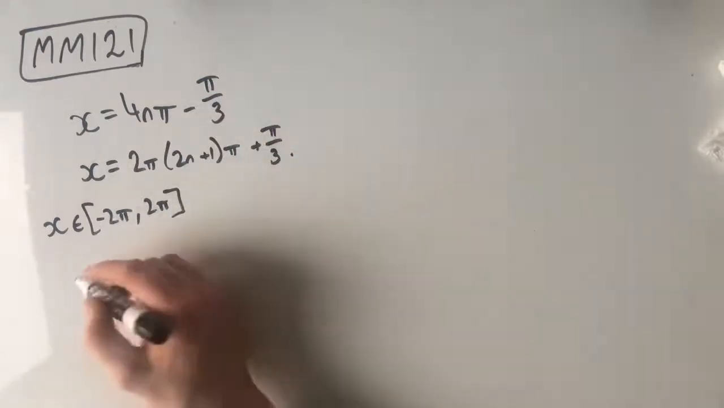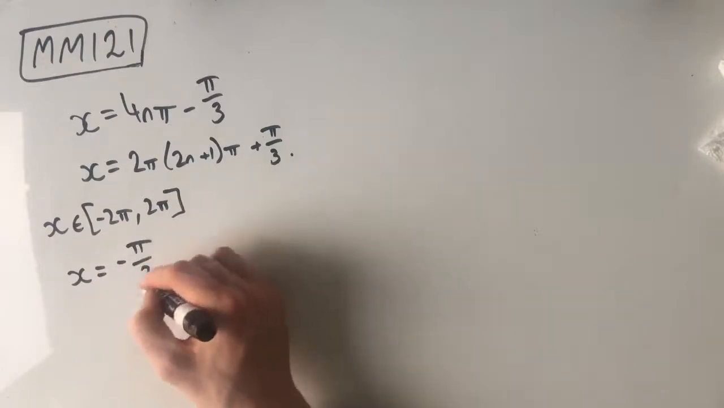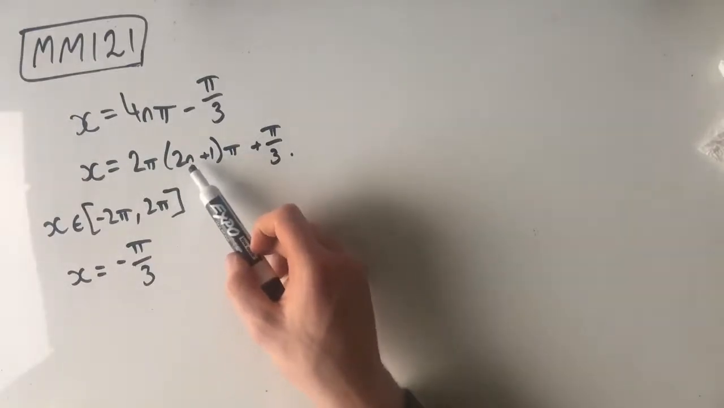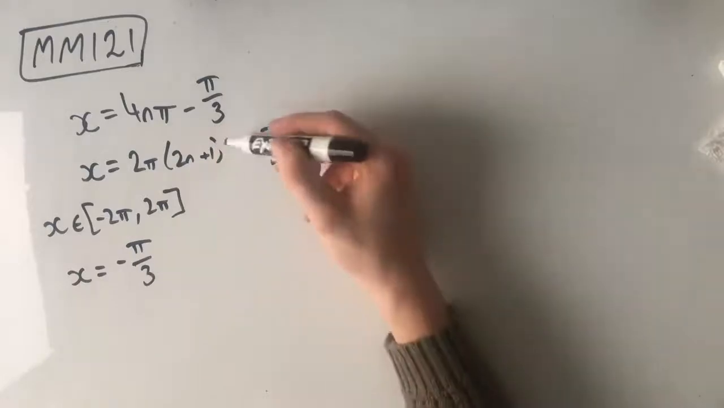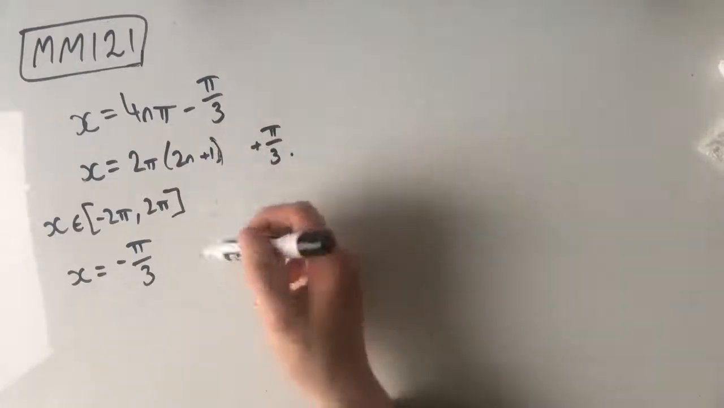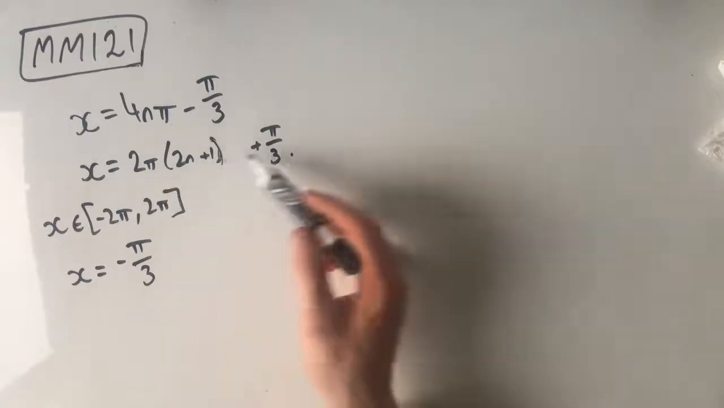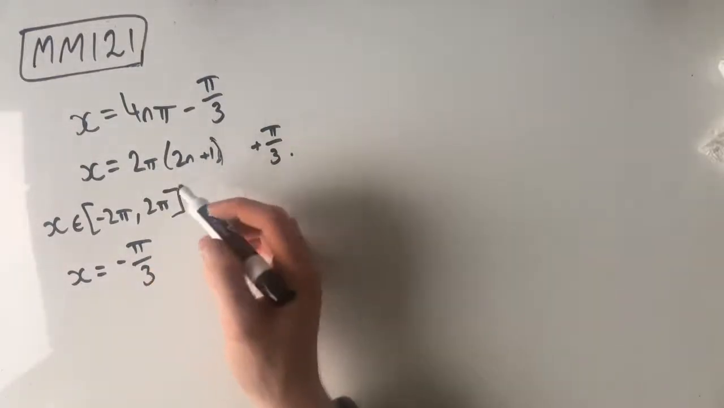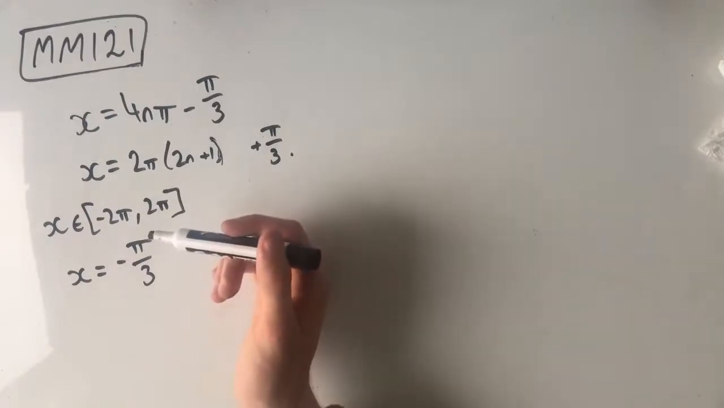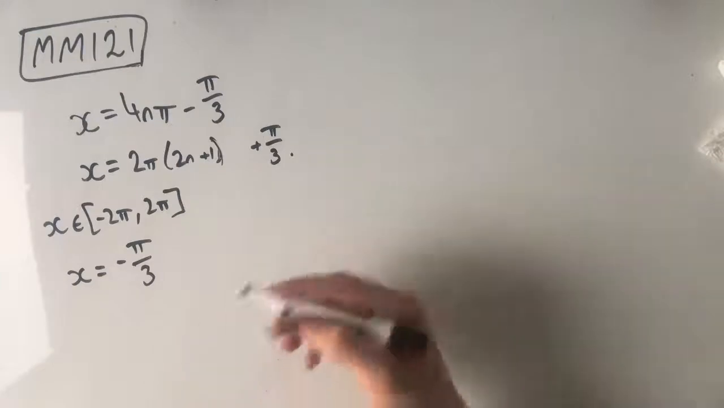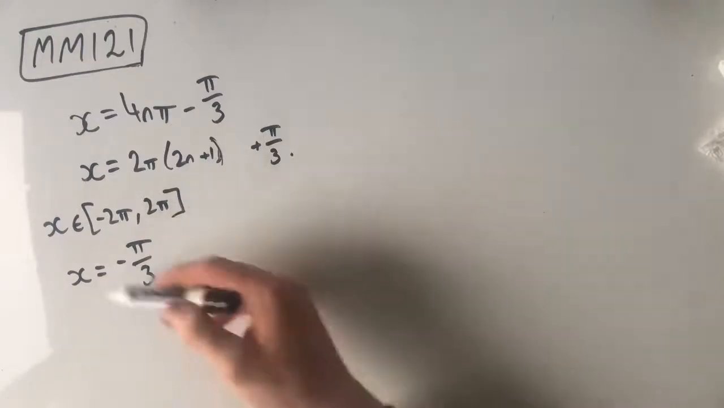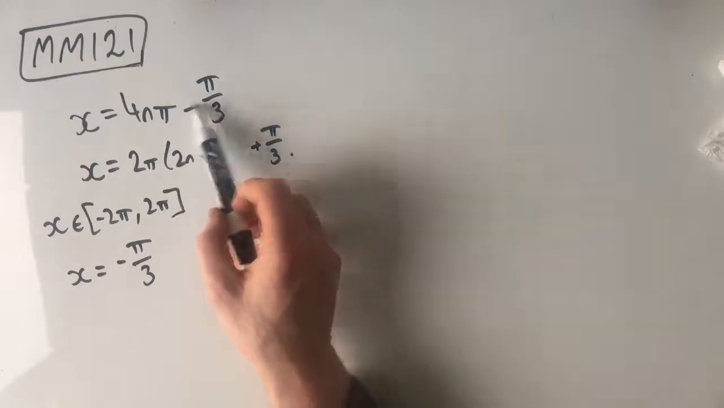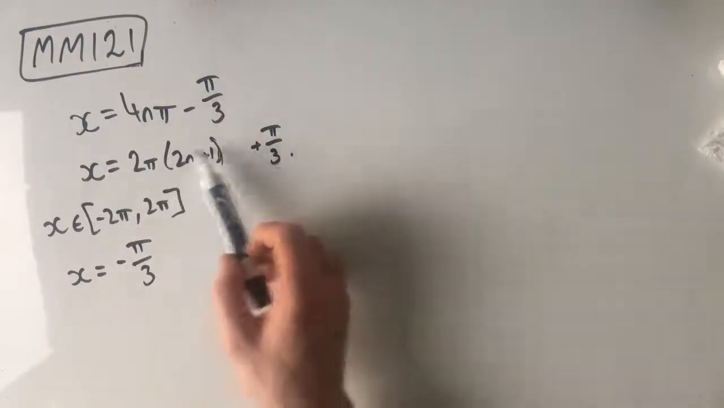Negative pi on 3 lies between this domain, which means that x is equal to negative pi on 3. And that's a correct solution for us here. If I sub in n equals 0 into the other equation, I'm going to end up with 2 pi plus pi on 3, which means it's outside this 2 pi range, so I'm not going to be using n equals 0 in this equation. The next one I'm going to try is n equals 1, but I know, because I've done this question, that it's not going to yield a result inside the domain, because this one is going to be 4 times 1 times pi, minus pi on 3, which is outside our domain, and this one's going to yield a result even bigger than when n was 0.